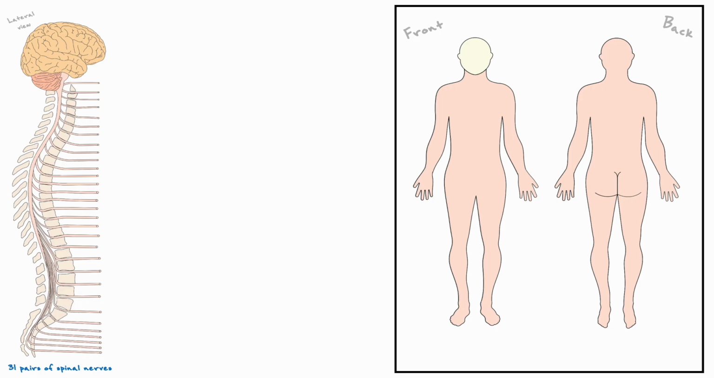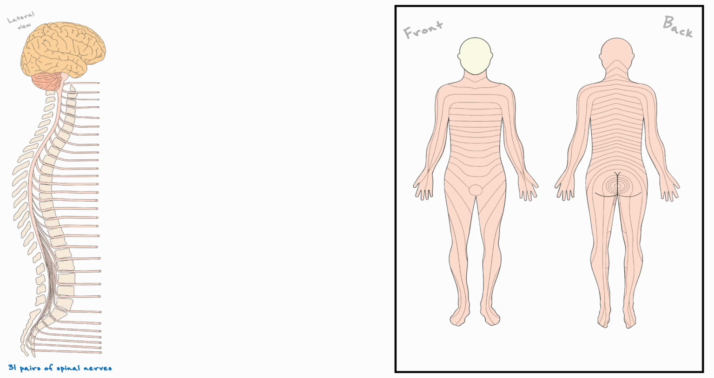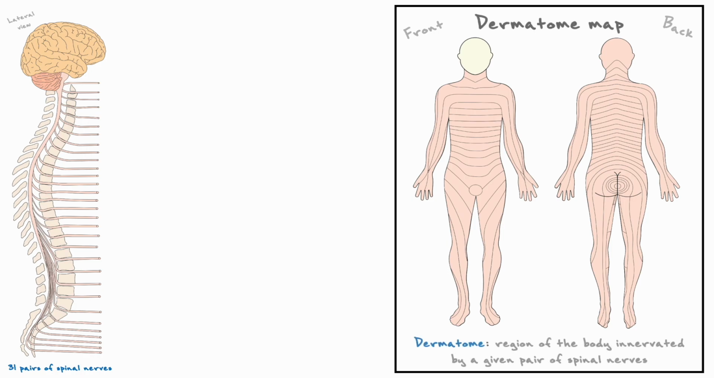Now, within this large area covered by the spinal nerves, it is possible to further divide that area based on the region that each spinal nerve pair covers. This given region that a pair of spinal nerves covers, or innervates, is called a dermatome. Consequently, we can say that we have 31 different dermatomes.